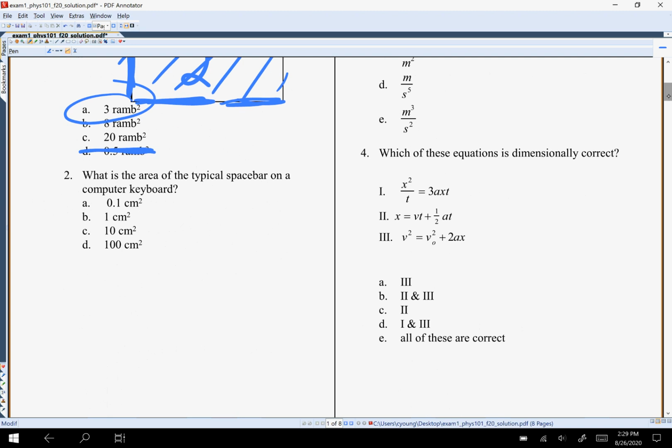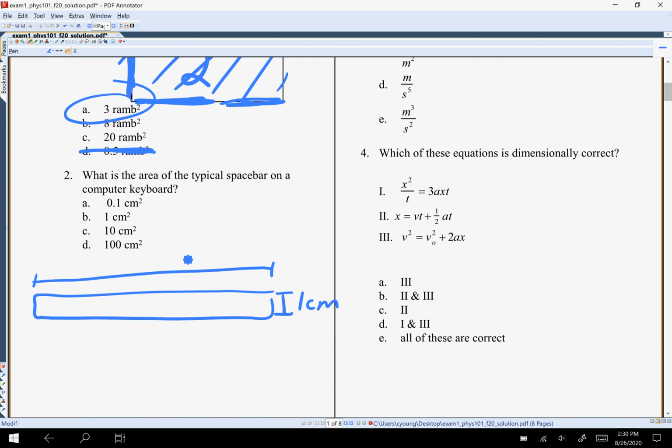What is the area of your typical spacebar on a computer keyboard? Well, if you look at your spacebar, you should have it in front of you. It's going to be about 1 centimeter in width and about 10 centimeters in length. It might be a little longer, a little shorter, but it's definitely not 100 centimeters in length, which would give you 100 centimeters square. So C is going to be the right answer for number 2.